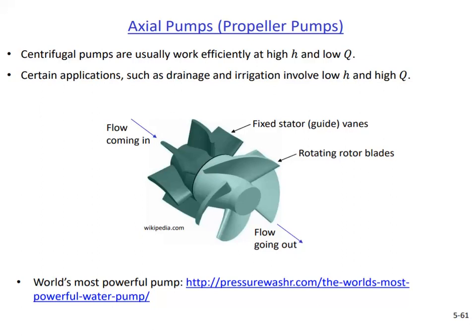This slide is about axial pumps, which are also called propeller pumps because they look like propellers. They are preferred in drainage and irrigation applications where the flow rate demand is very high. As seen in the figure, other than the rotating blades, axial pumps can also have stator vanes, also called guide vanes. They are fixed, they do not rotate. Their job is to guide the flow to the rotating blades at the most proper angle.